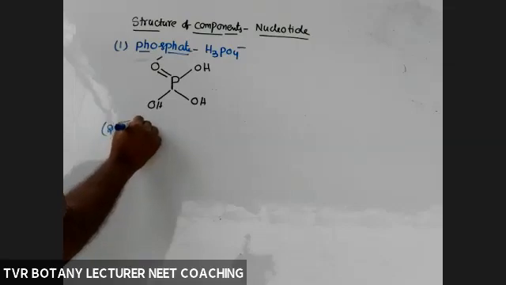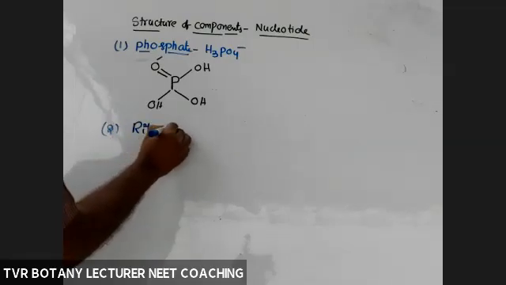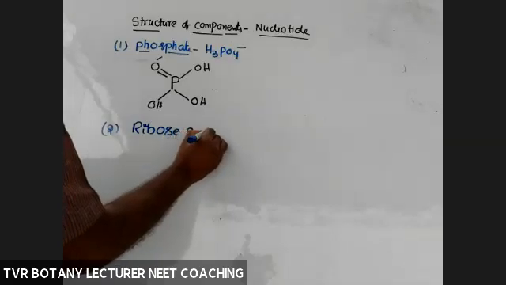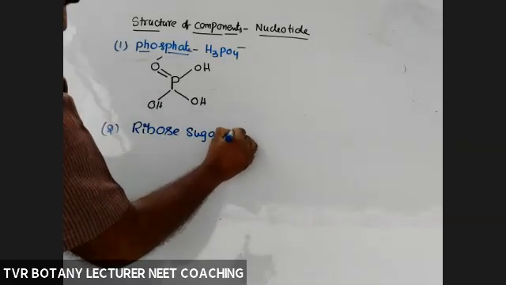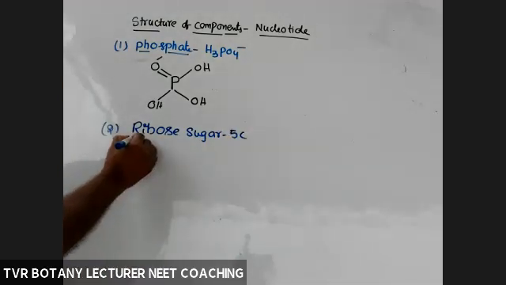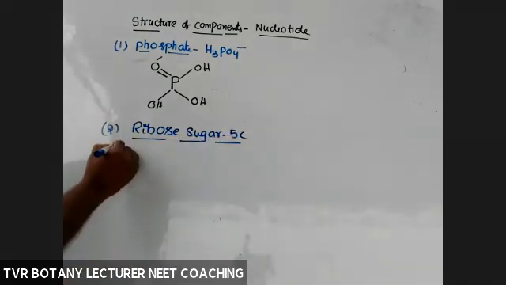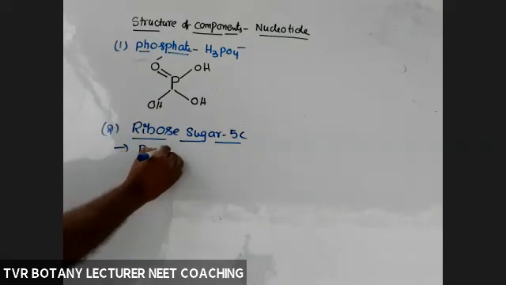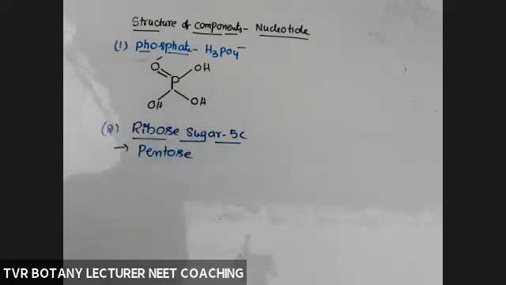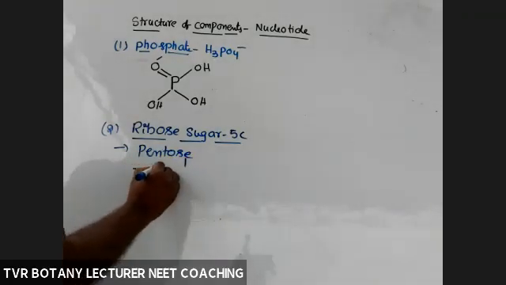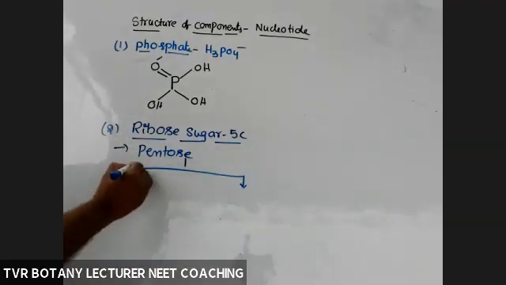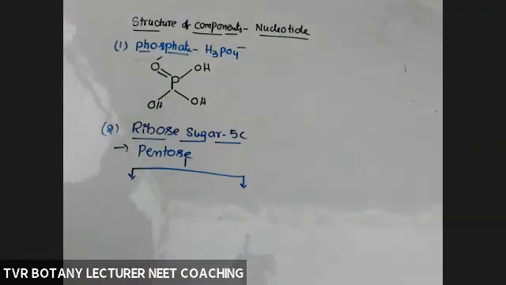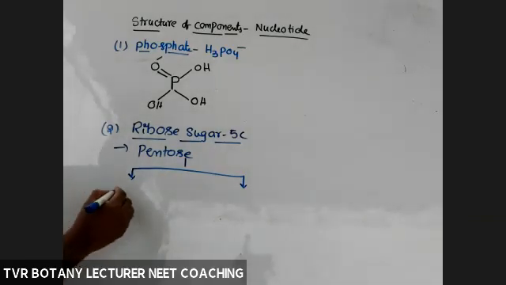Yeah, next component is ribose sugar. It is a 5 carbon sugar. So it is a pentose. Sugar is a pentose, 5 carbon sugar. So in nucleic acids, sugar is a pentose sugar, but some variation is present. What is that variation? Okay, right? So first sugar. Okay, right.